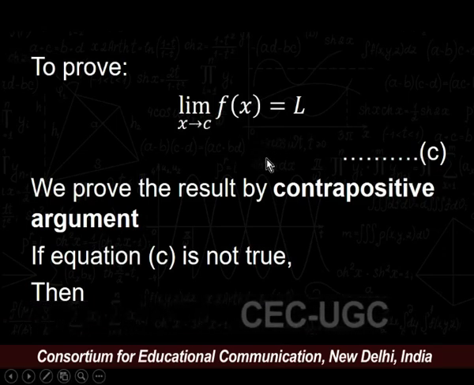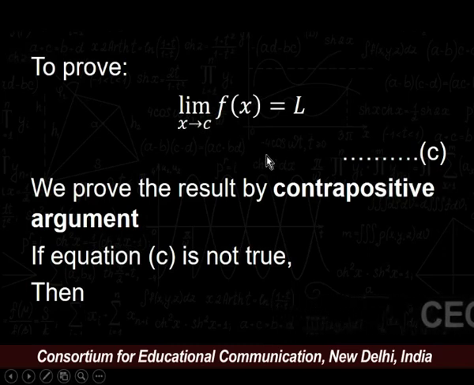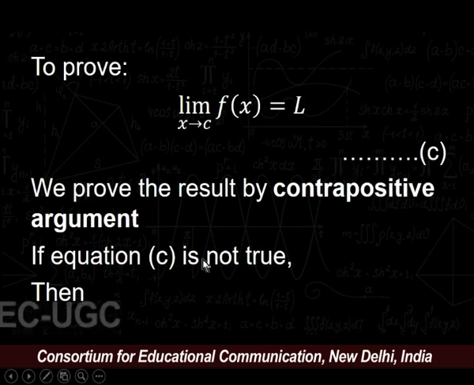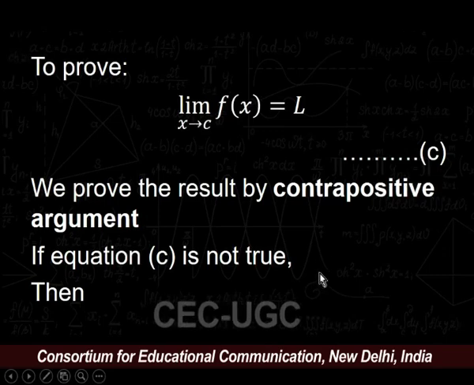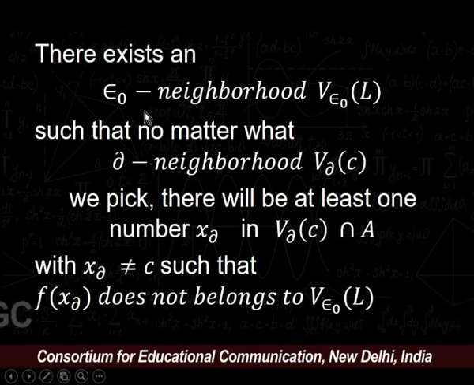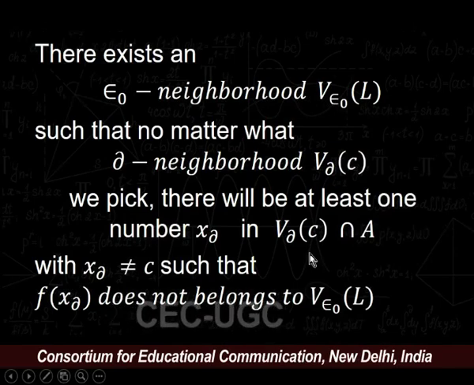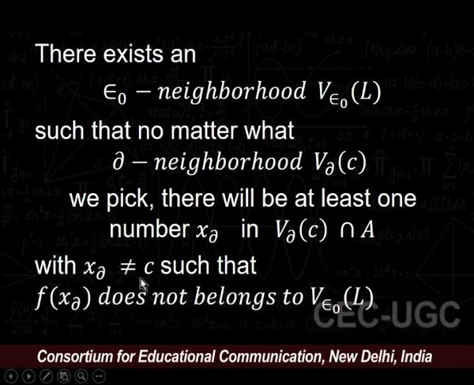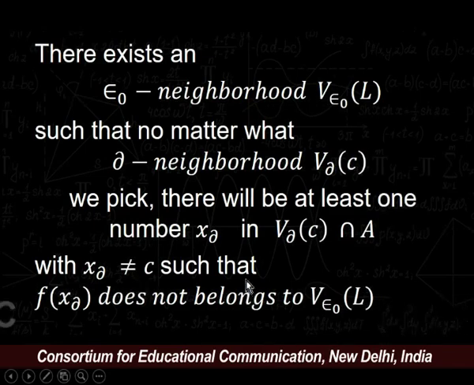We prove the result by contrapositive argument of C. Now, let us say if equation C is not true, then there exists an epsilon naught neighborhood of L such that no matter what delta neighborhood of C we pick, there will be at least one number x delta in the set V delta neighborhood of C intersection A, with x delta not equal to C, such that f of x delta does not belong to the epsilon naught neighborhood of L.